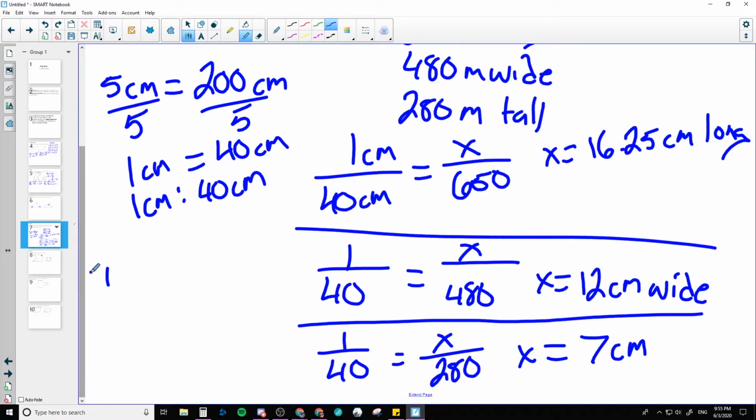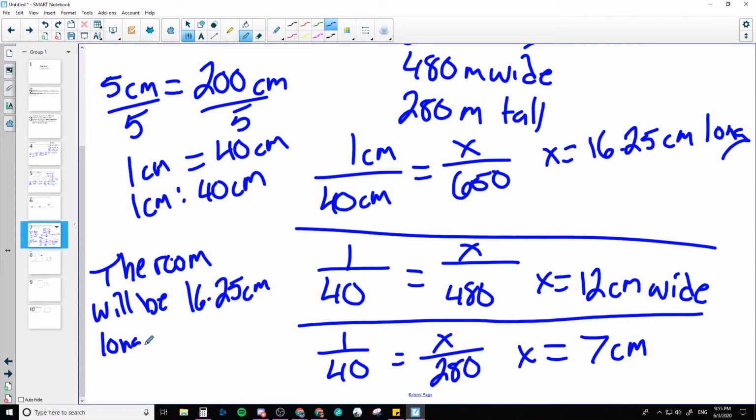So the room will be 16.25 centimeters long, 12 centimeters wide, and 7 centimeters tall. Word problems get word answers.